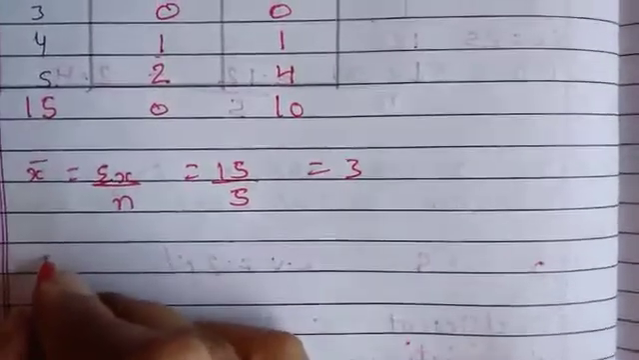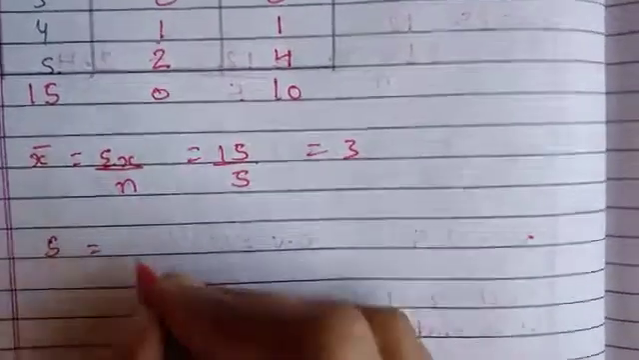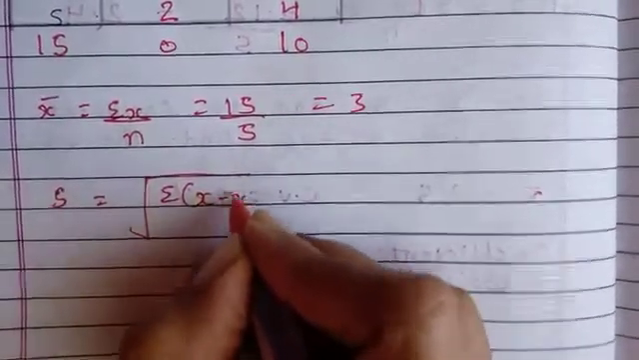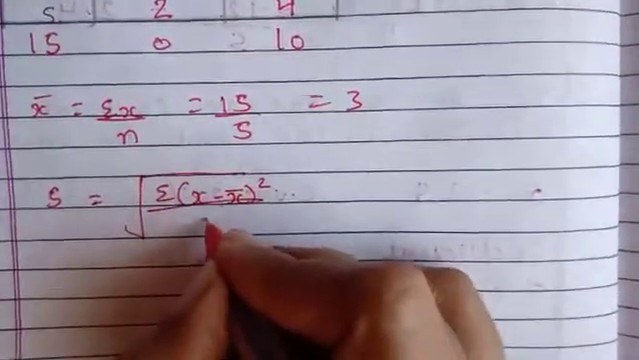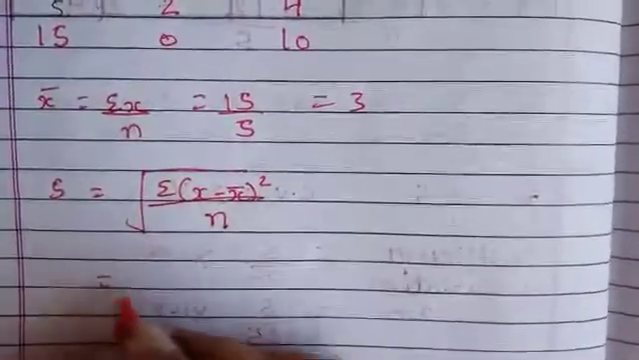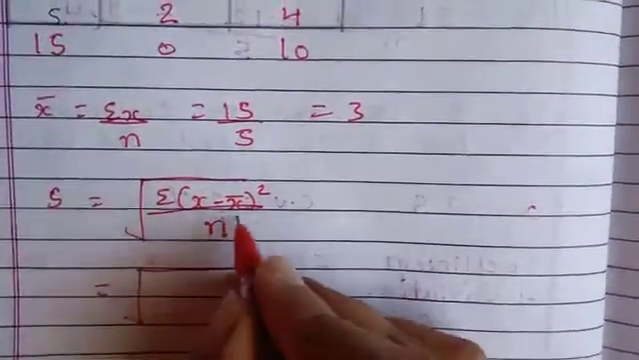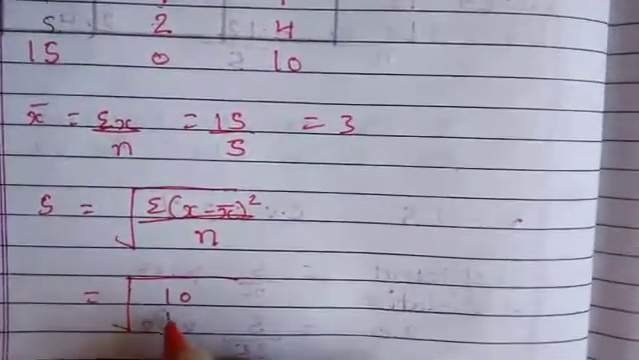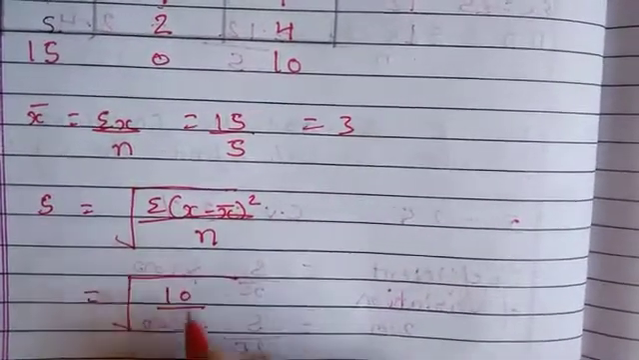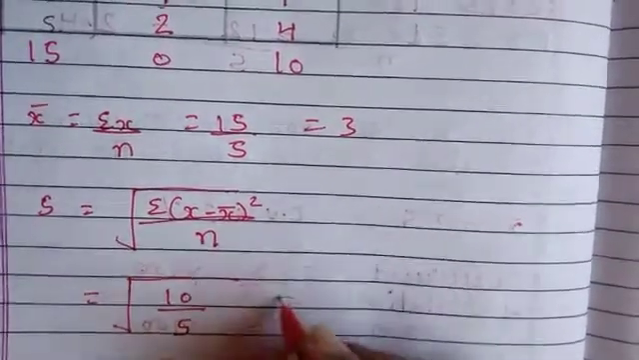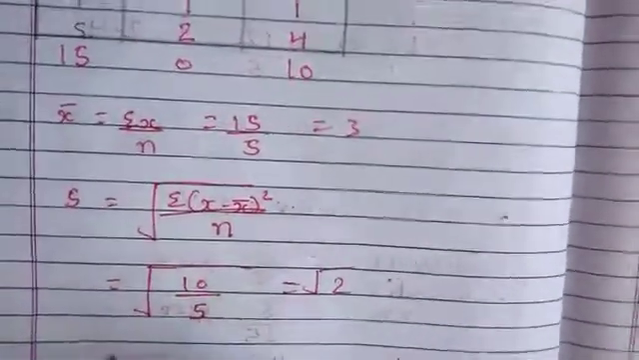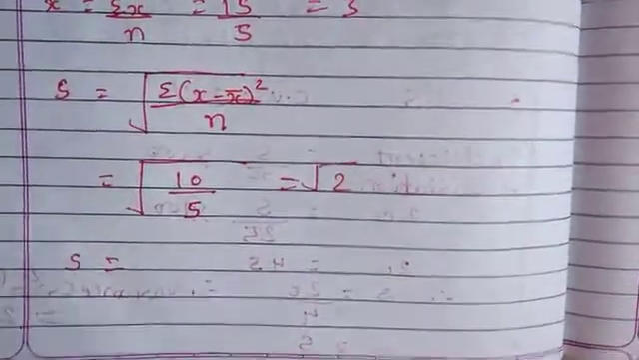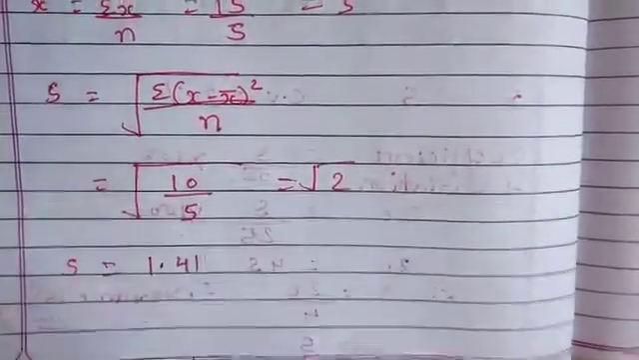Now we will find out standard deviation. So what is our standard deviation formula? Square root of sigma x minus x bar whole square upon n, that is equal to square root of 10 upon, what is n? 5, that is equal to root 2. So root 2 we have to find. So our standard deviation value or answer will come 1.41.